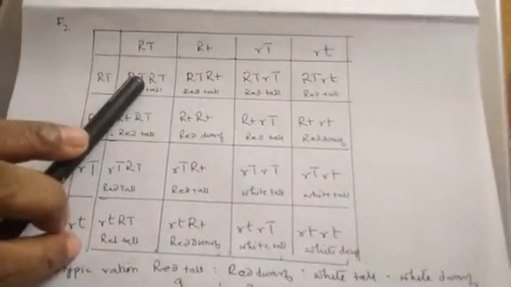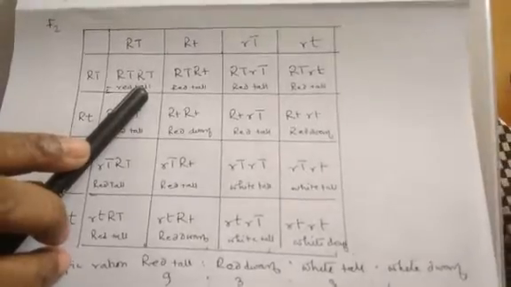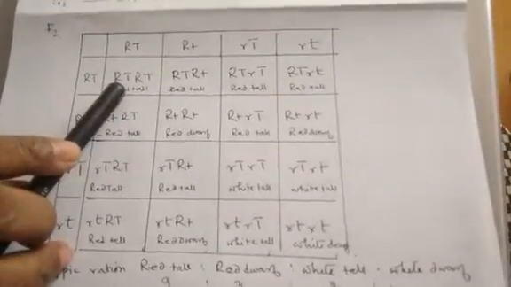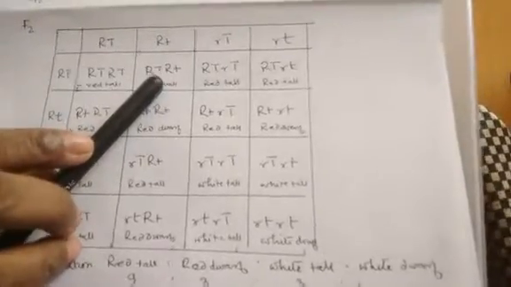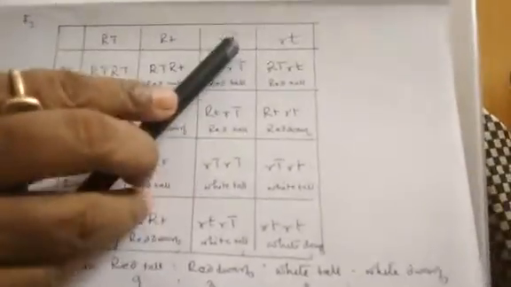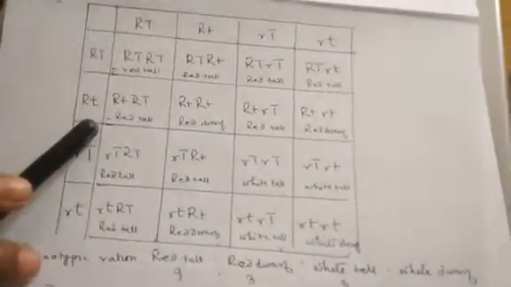So this can fuse with this, forming red flower, tall plant. This can fuse with this, that will also form red flower tall plant. This can fuse with this, forming red flower tall plant, and this can fuse with this, forming red flower tall plant. Now you can see here capital R small t can fuse with this, clear.